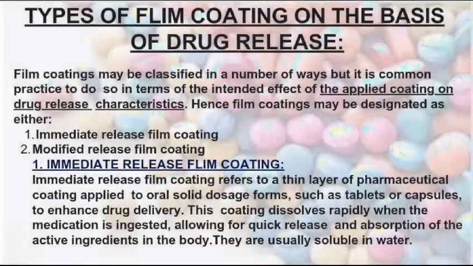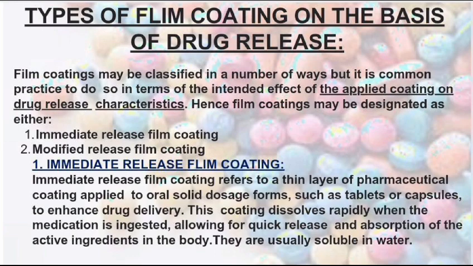Types of film coating. Film coating may be of certain types, but here we are going to discuss two types: immediate release film coating and modified release film coating. Immediate release film coating is also known as non functional coating. It is usually soluble in water. It is a thin layer of pharmaceutical coating that is applied to the oral dosage form. This coating usually dissolves rapidly when the medication is ingested and has a quick release.